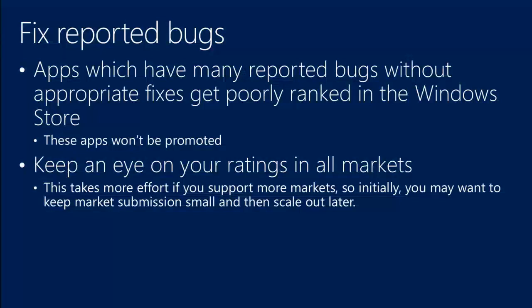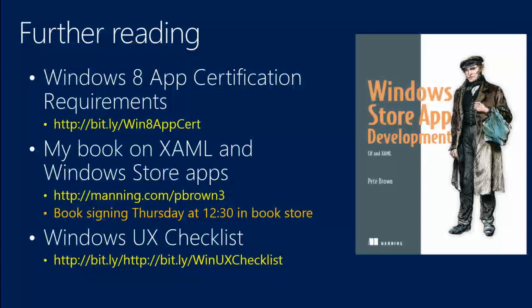Fix all those reported bugs. I know I've said this a couple of times now, but it's really important. Keep an eye on the store. If you're seeing bugs reported in 1-star reviews, make sure you fix those, because we do look at that as well, and we certainly are not going to highlight an app that has any outstanding bugs that you haven't been responsive to. And keep an eye on your ratings in all the markets. So if you submit to 100 different markets, keep your eye on the different ratings for all of those markets.